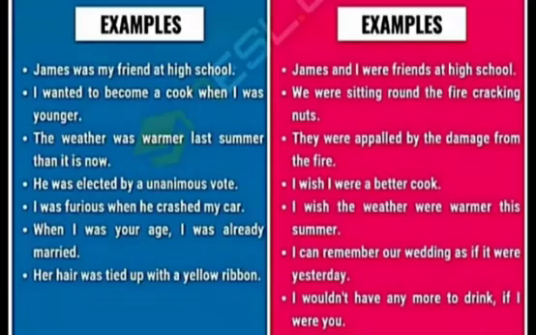James was my friend at high school. So here we mentioned James, a first person singular. Here James means he. So he is a third person singular. That's why we are using here the auxiliary verb was. James was my friend at high school.